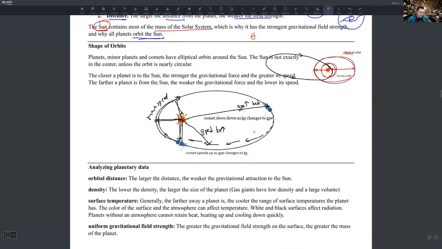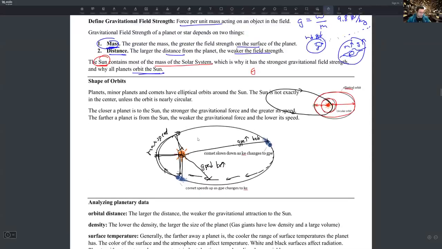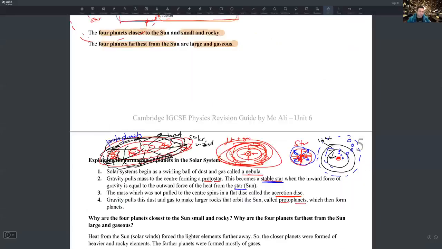The last thing, doesn't the heat from the sun also add kinetic energy? No, it doesn't. The heat from the sun was only relevant during the formation of the system. But once everything was formed, it doesn't matter anymore. Sure, the heat affects the temperature on the surface of a planet, but that's it.